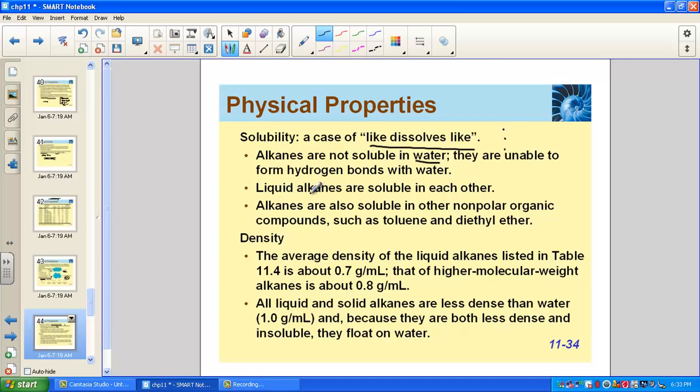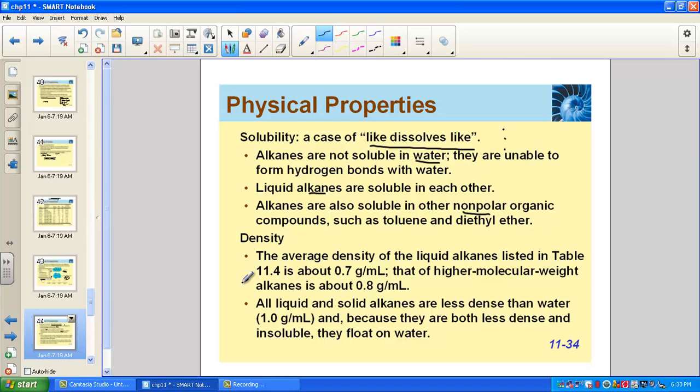Nonpolar dissolves nonpolar, so one alkane will dissolve quite readily into another alkane, but not into the polar solvent water. Alkanes are soluble in only nonpolar solvents, such as toluene, diethyl ether, or whatever other nonpolar molecular compound.